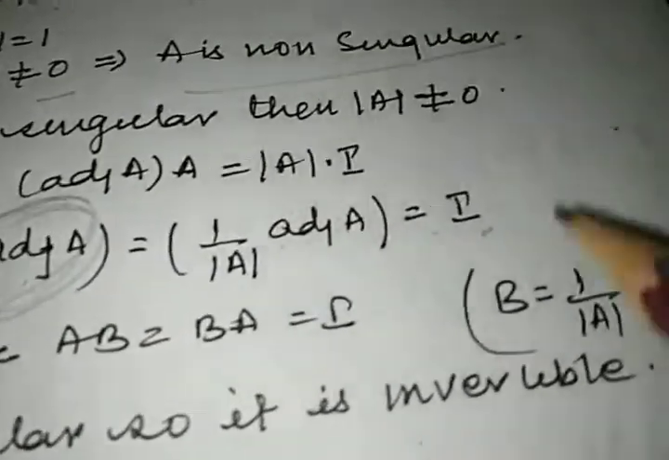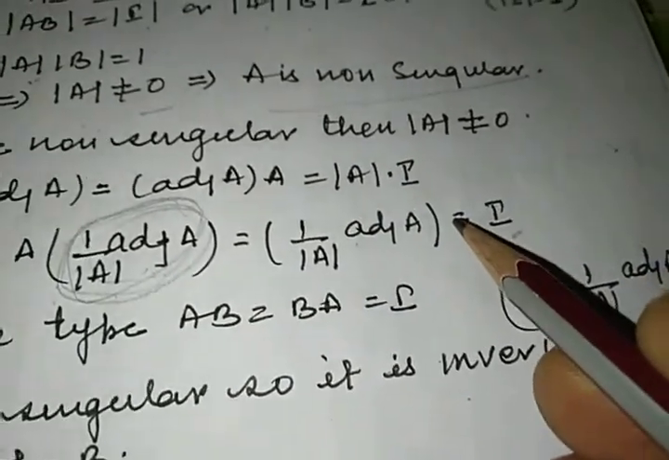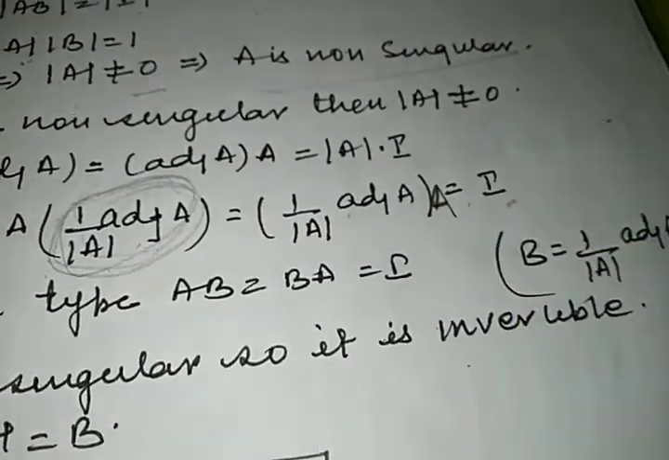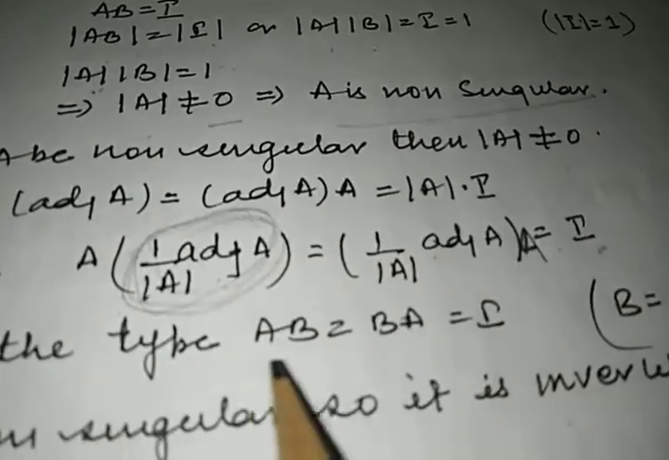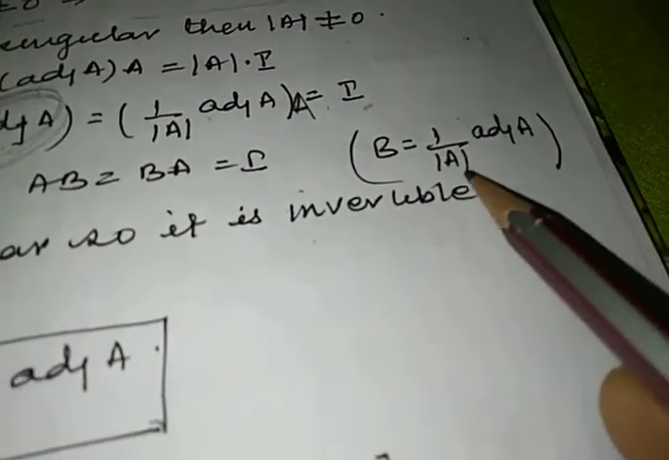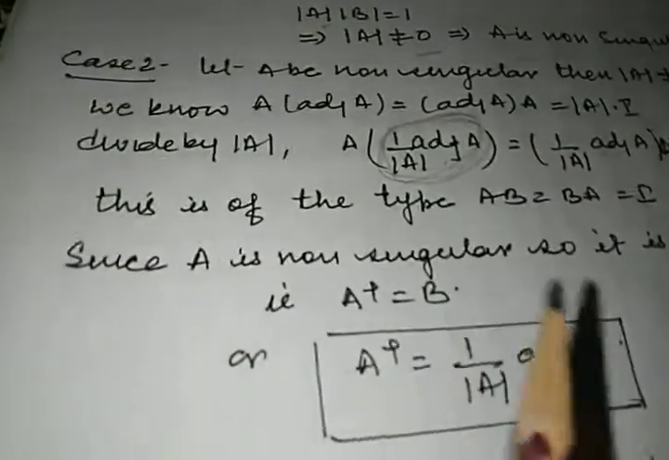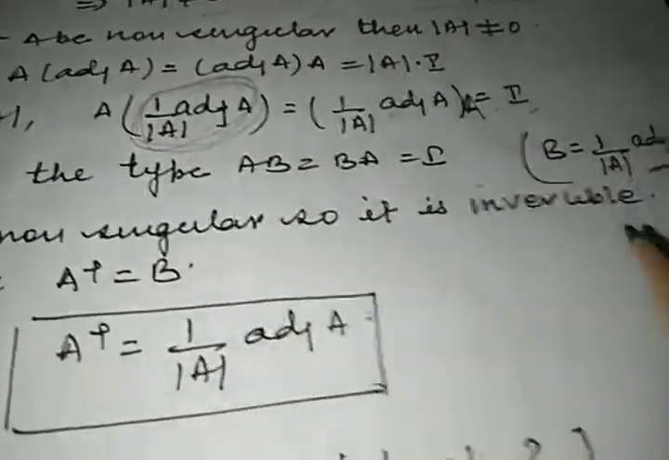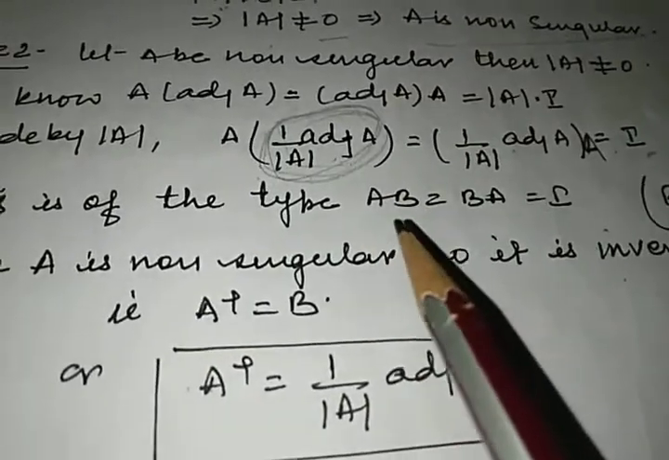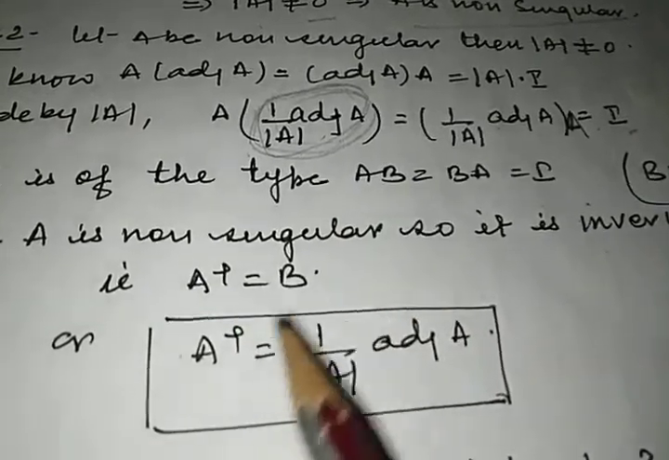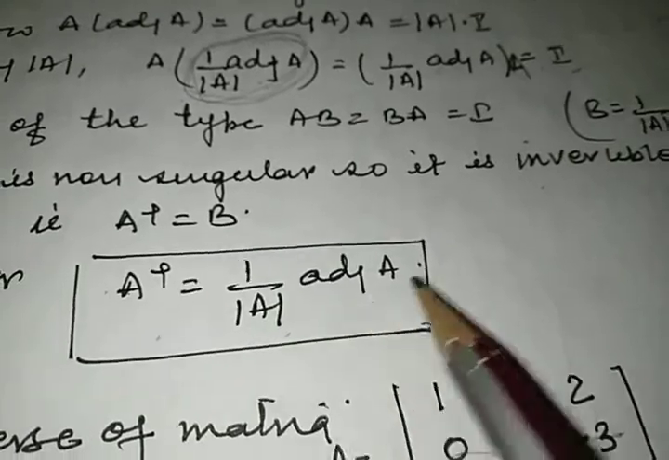Something is left here. This is A here. So AB = BA = I, and B is equal to 1 upon determinant A times adjoint A. Now, since A is non-singular, it is invertible. So if it is invertible, then the inverse of A will naturally be equal to B. Only B is left here. So A inverse will be equal to B.